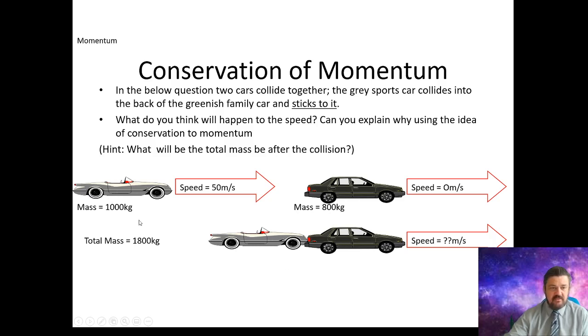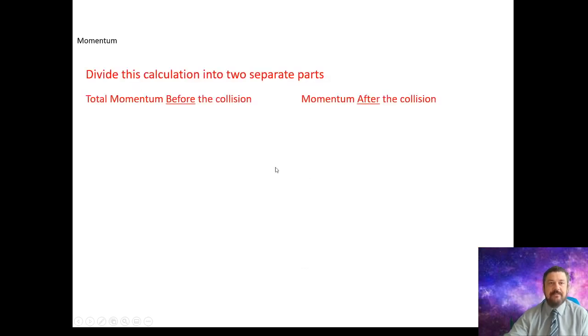Before the crash, we've got a 1,000 kilogram car and an 800 kilogram car. After the crash, we've got two cars stuck together, so we add the masses together: 1,800 kilograms. But we don't know how fast it's going. So let's work it through. We'll divide this calculation into two separate parts: total momentum before the collision and momentum after the collision.